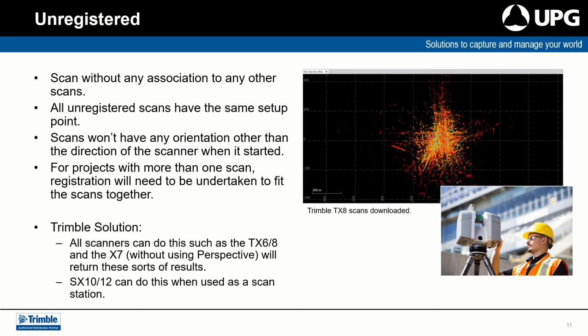For projects with more than one scan, registration will be needed to fit the data together and make it look like it is in the real world. An example of a scanner that will collect unregistered data is a TX6 or TX8, and the X7, when it isn't using Perspective or you're just loading in the raw scan data, will look like unregistered data. The SX10 or SX12 can do this when using a scan station. Again, as there is no relevant information as to where the setup location is when using that instrument as a scan station, it doesn't know how to fit the scans together, so it will handle the data this way.